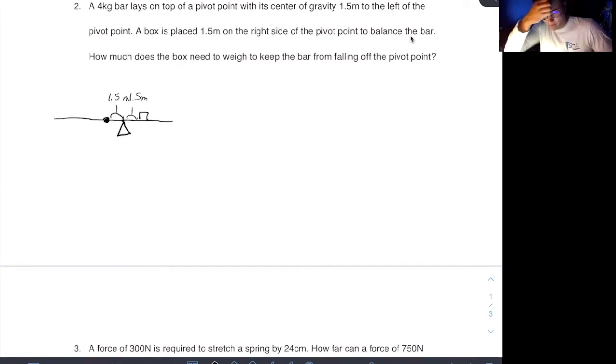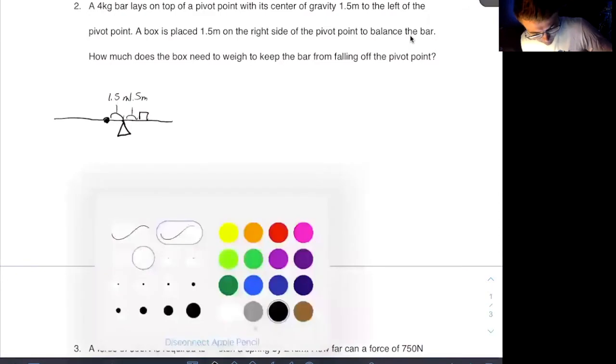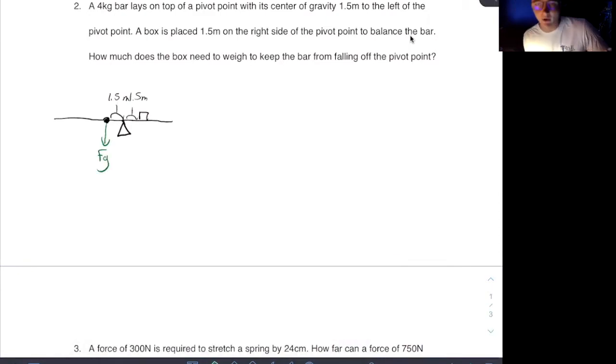So now what do we do? It's kind of similar to the first one, right? You're trying to balance the torque of each force acting on the system. So let's write out our forces. What forces are acting? We have the force of the bar, the force due to gravity of the bar, and we draw that from the center of gravity. And we also have the force of the box, right? Force of box. Okay.